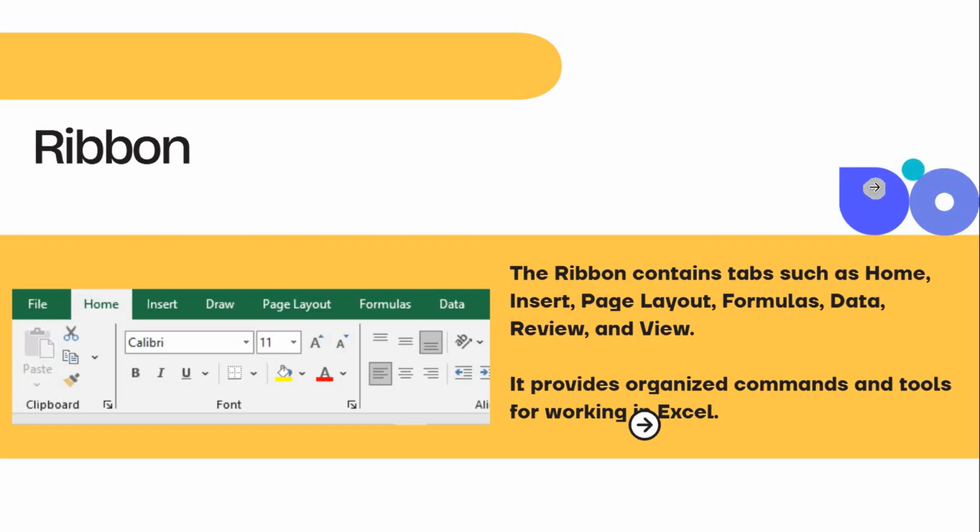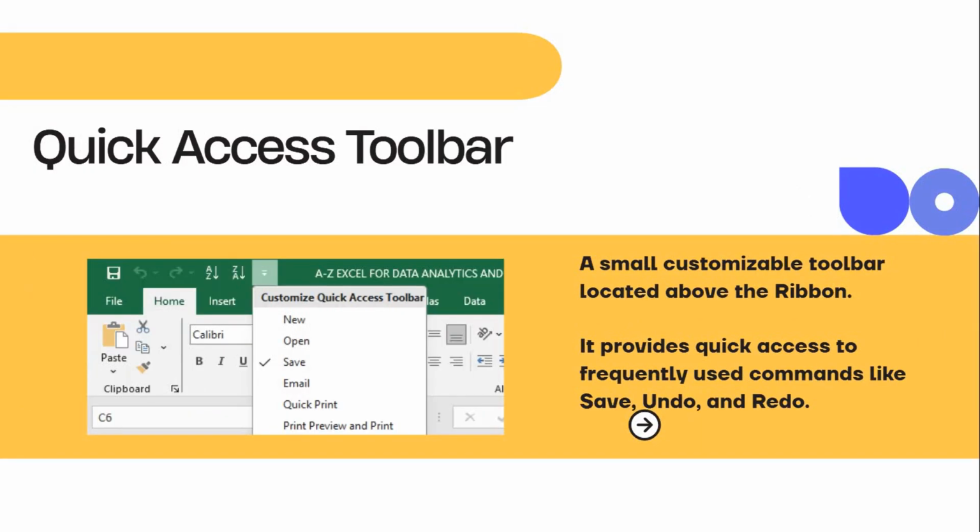Let's move to the second one, that is the quick access toolbar. This is a very short customizable toolbar which is located above the ribbon. We can also move it below the ribbon, which is easy to access for saving, undo, redo, and filtering and sorting. These are all the functions that we can see in the quick access toolbar.